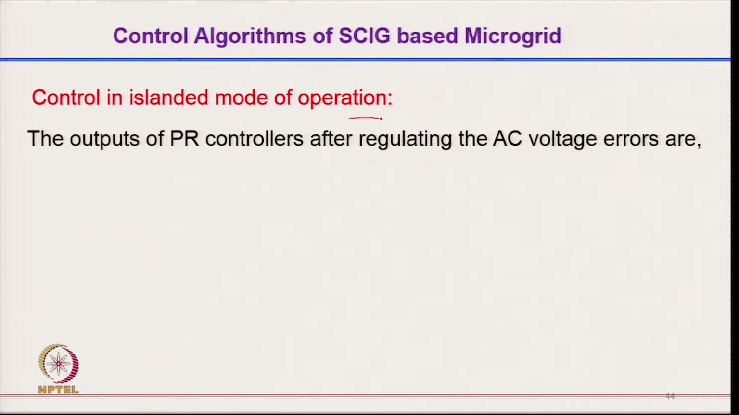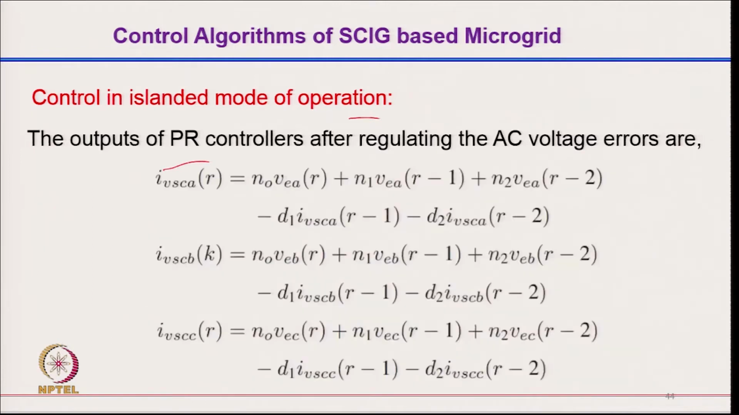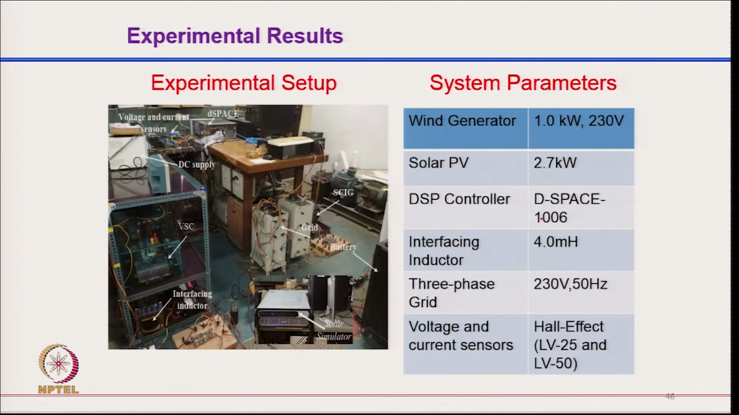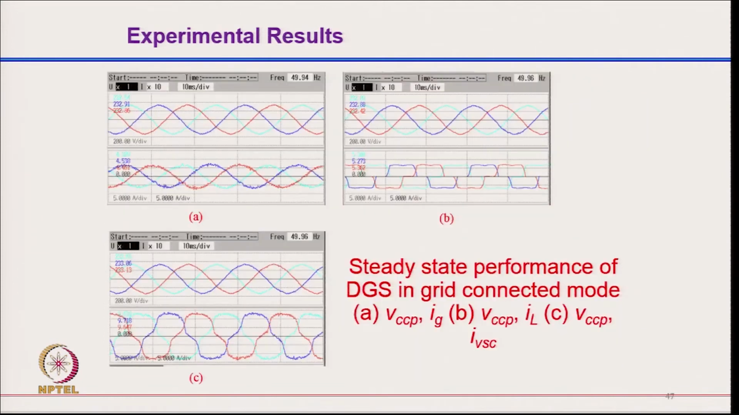Coming to islanding control, you normally use a proportional resonant controller, because it can have zero steady-state error even with sinusoidally varying voltages. Here you get the inverter current from the voltage error, where you have a voltage error between the reference voltage and the sensed voltage for all three phases, and this is the setup.